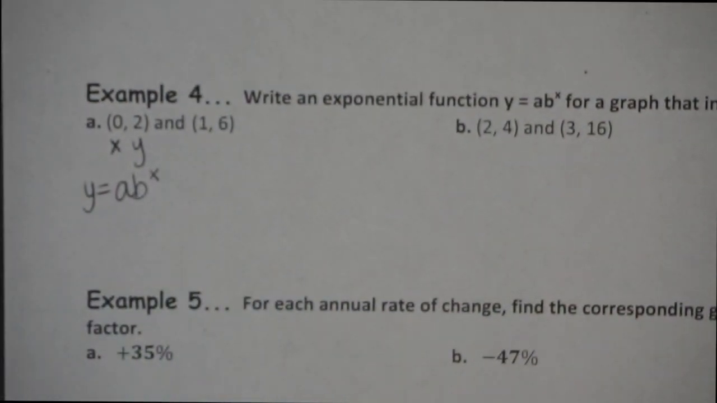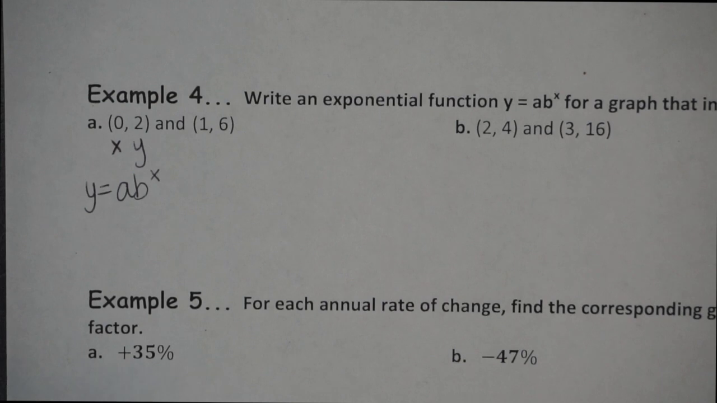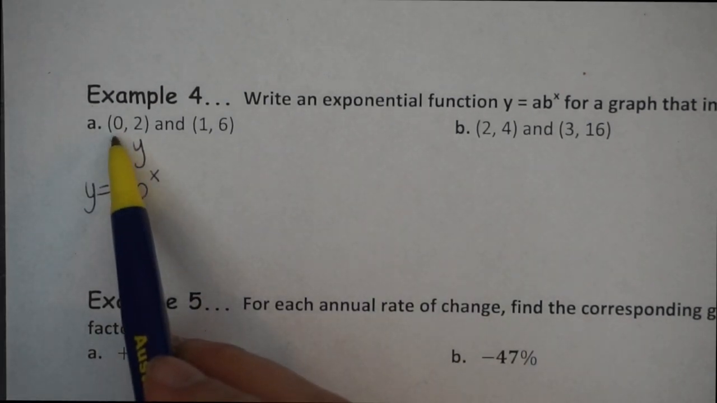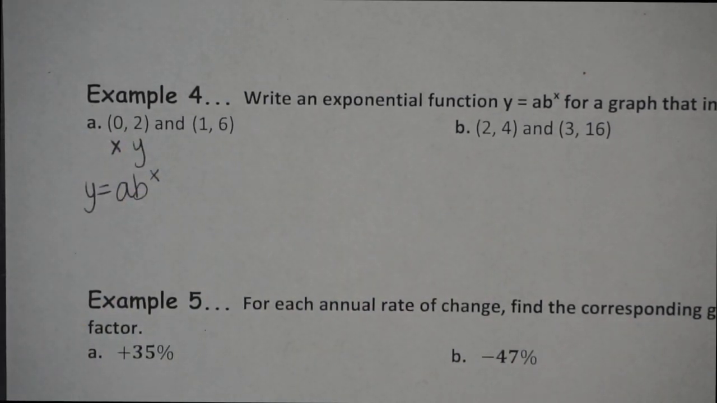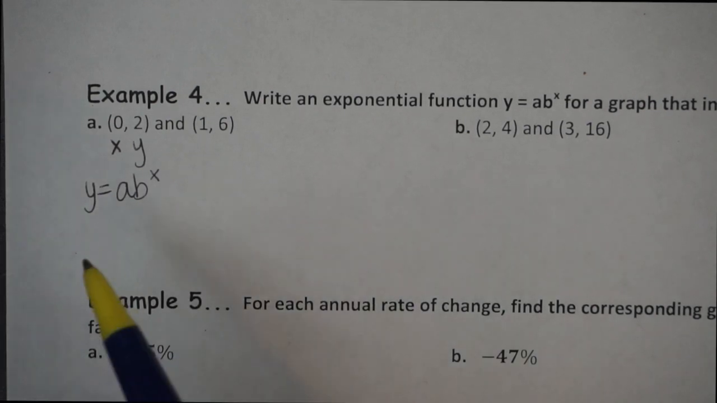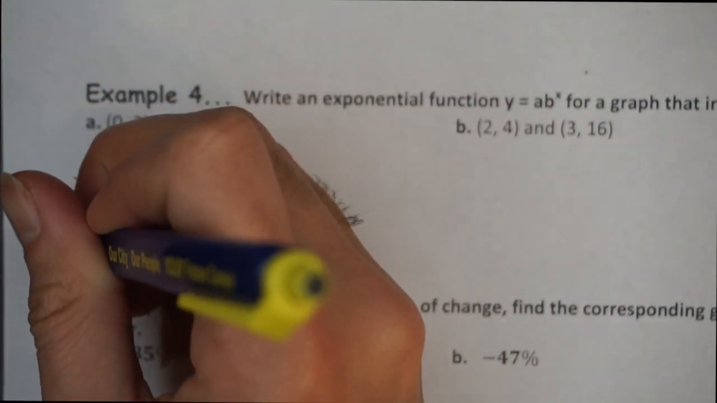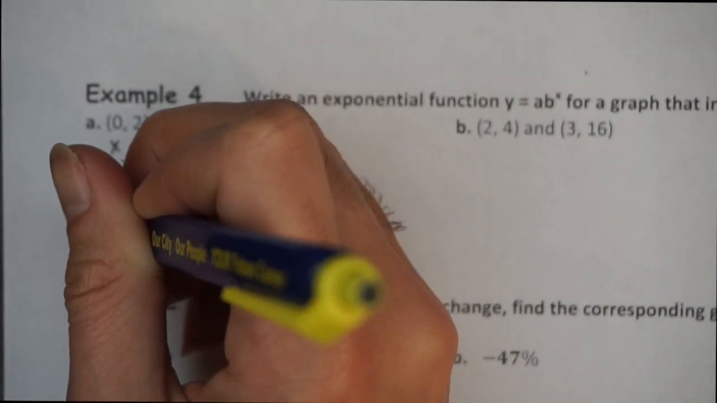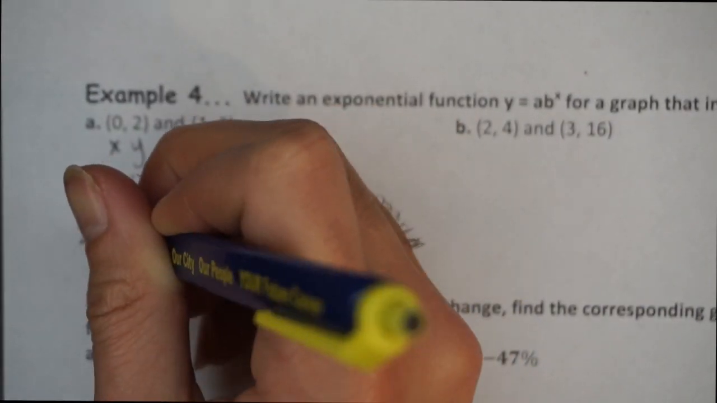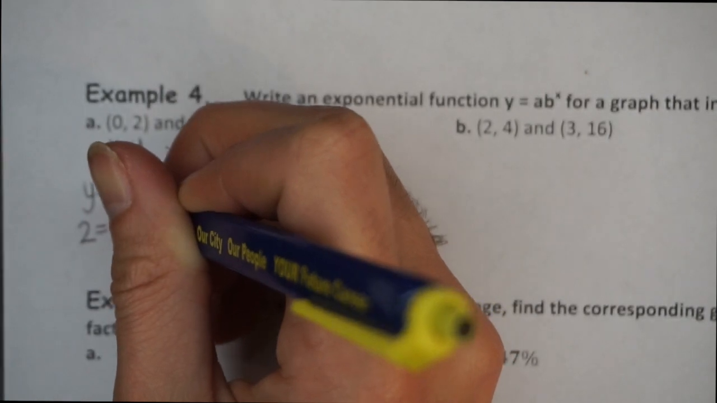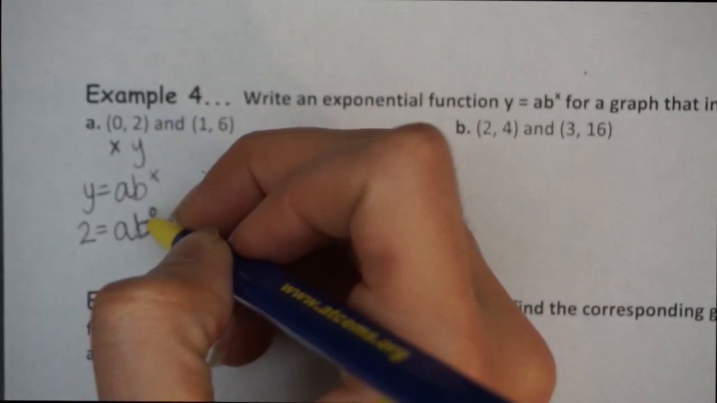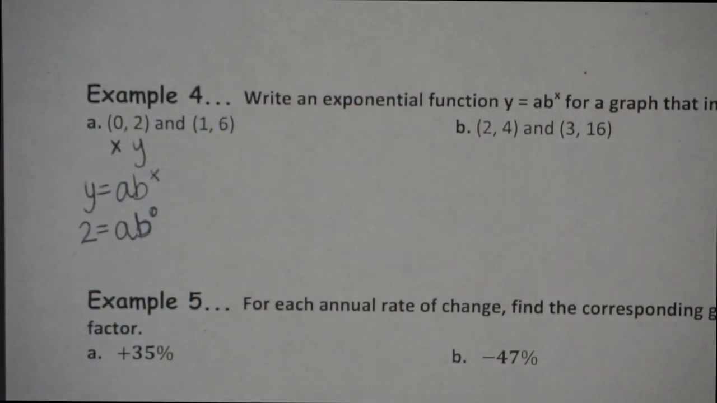Well, they've given us an x value and a y value. And so what we're going to do is plug them into this. So y is 2, so it's going to be 2 equals a times b, and x is 0, which means that 0 is going to get plugged into the x spot.